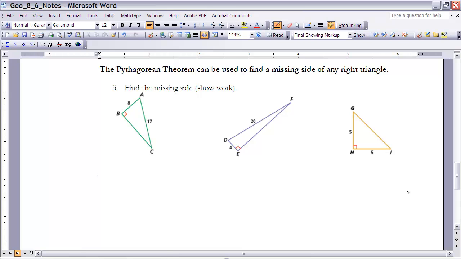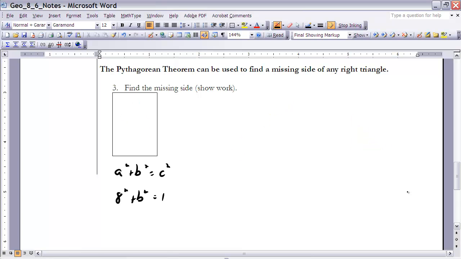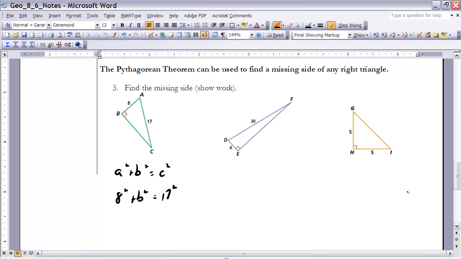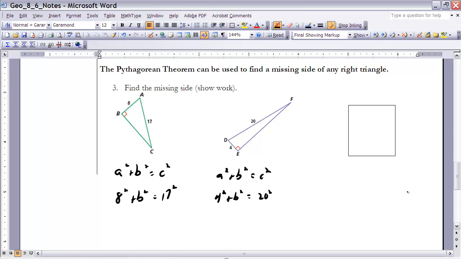So if I'm looking at this first example, I'm going to set it up again using a squared plus b squared equals c squared, because we know that relationship is true. So I'm going to say 8 squared plus b squared is equal to 17 squared, because we know that 17 represents the hypotenuse there. On this one over here, and we'll solve that in a little bit, I'm going to set it up as a squared plus b squared equals c squared as well. So I'm going to say 4 squared plus b squared is equal to 20 squared, because in that one 20 is your hypotenuse.